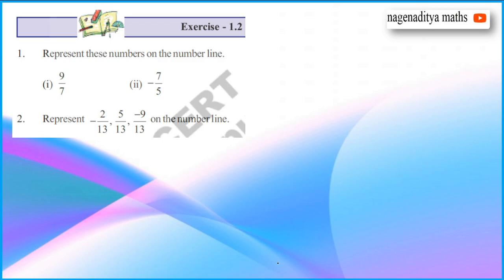So, represent these numbers on the number line. These are most important problems. We can see the same kind of problems in 9th class also. So represent these numbers on the number line. The first problem is 9/7. To represent 9/7, first we have to work out something.